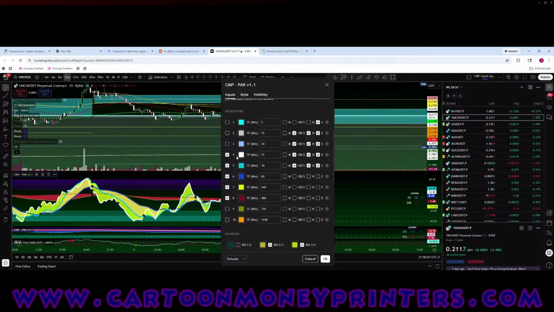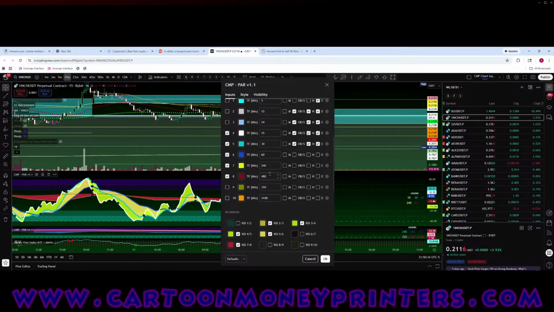The 15, 30, 60 can be 1, 2, 3. It doesn't really matter, but take a screenshot of this. This is just 15, 30, 60, 240, which is 4-hour, and 480 is the 8-hour. And that's the yellow and red line that makes up the red ribbon right here. And here is where you select the color and intensity, like brightness of your ribbons.